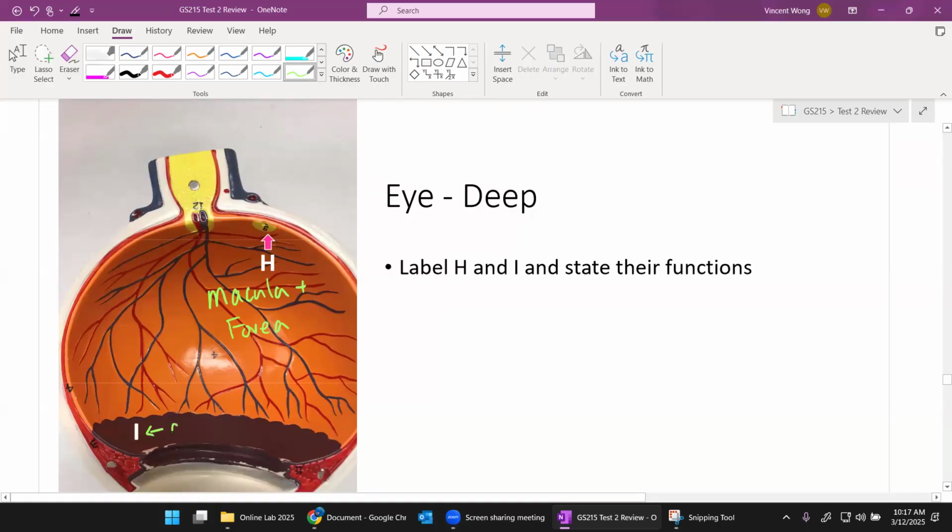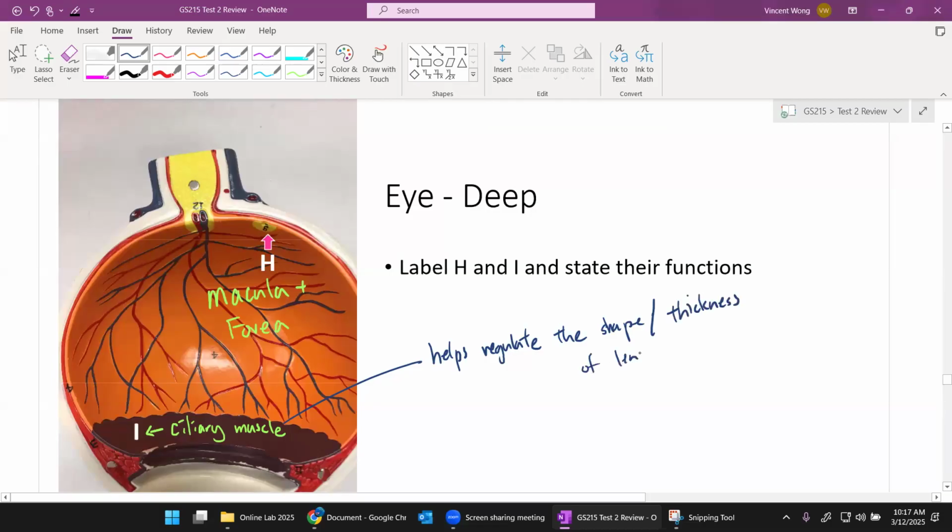Over here is the ciliary muscle. It controls the tightness of the suspensory ligaments, which in turn controls the shape of the lens. It helps regulate the shape and thickness of the lens, which is important in visual accommodation.